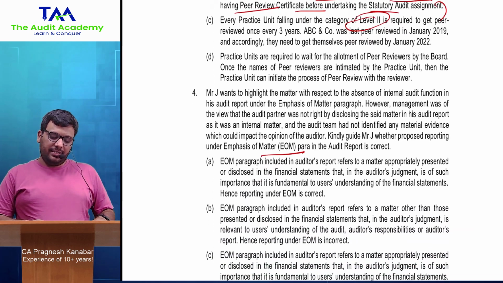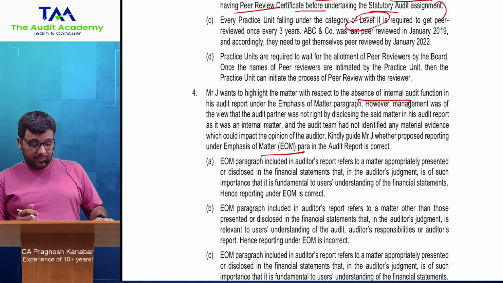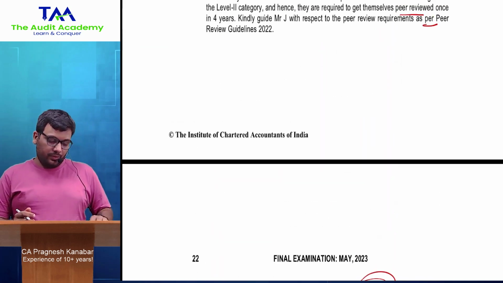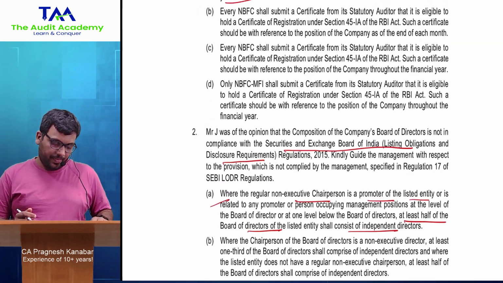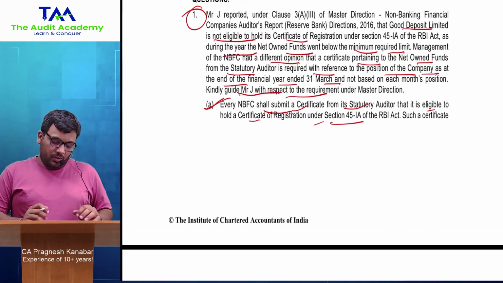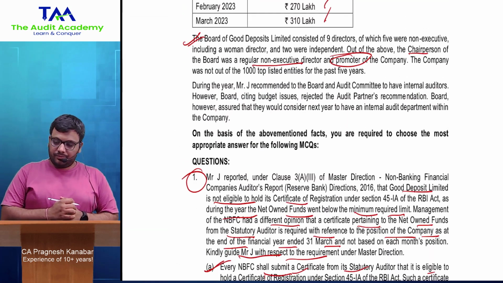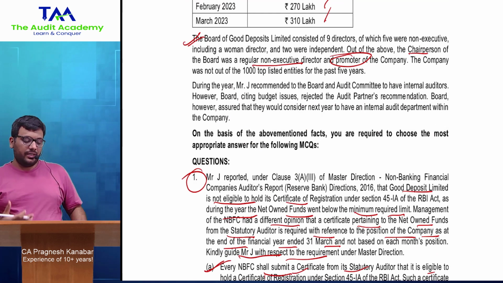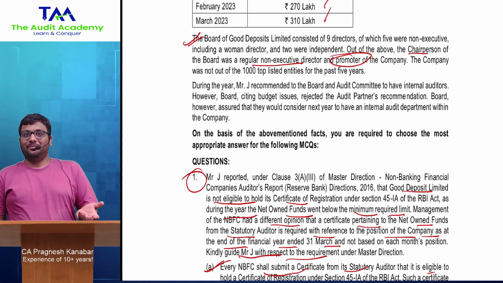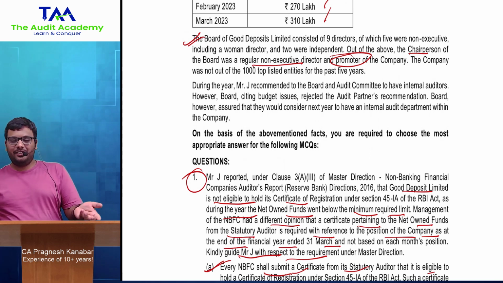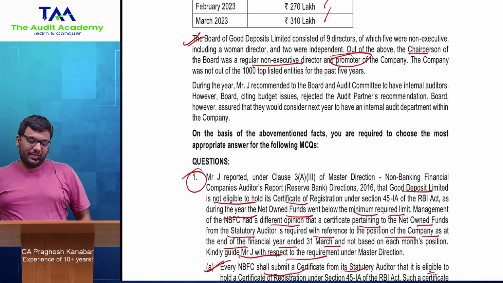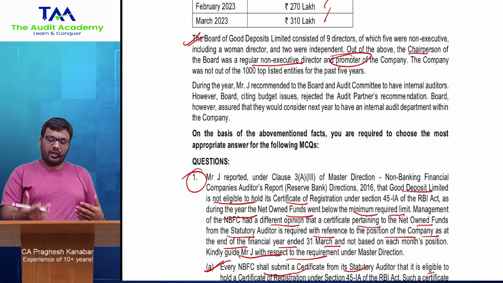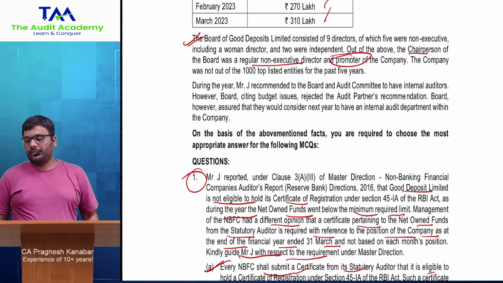Question number 4. Mr. J wants to highlight the matter with respect to absence of internal audit function. So there is an absence of internal audit function. Let us go to that particular paragraph. During the year, Mr. J recommended to the board and audit committee to have internal auditors. However, the board, citing budget issues, rejected the audit partner's recommendation. Oh my God, budget issues. You are a listed entity. Hello, internal auditor. The board, however, assured that they would consider next year to have an internal audit department within the company.